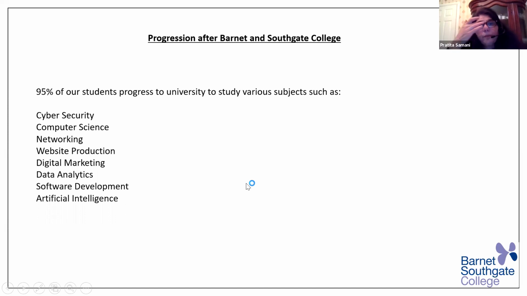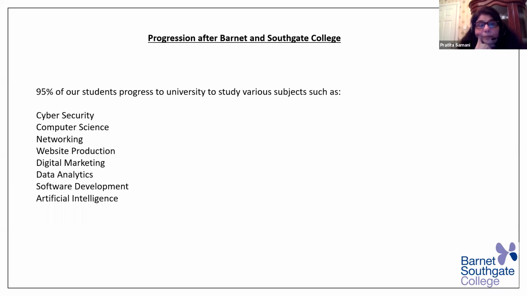And the progression from level 3, students go on to university. So 95% of our students go on to university. Some take on apprenticeships, some find employment. So the type of courses students apply for at university are cybersecurity, computer science, information technology, networking, website production. So IT is a large area, so the choice is endless. There are so many different courses available in IT and computing.